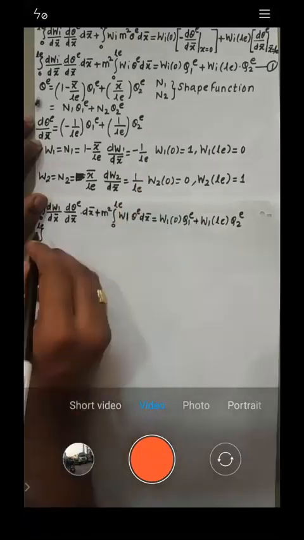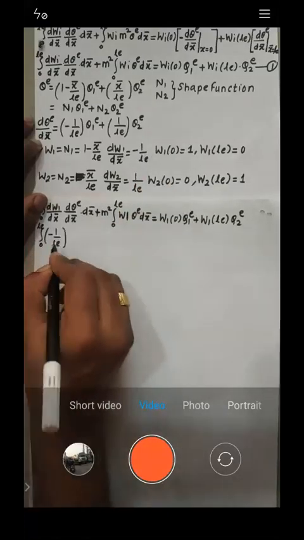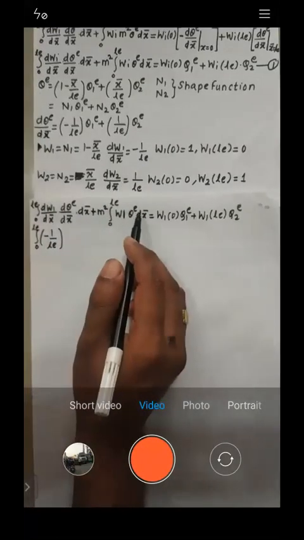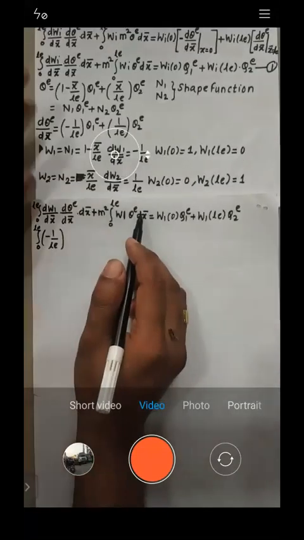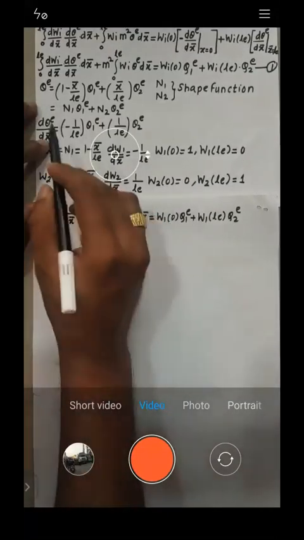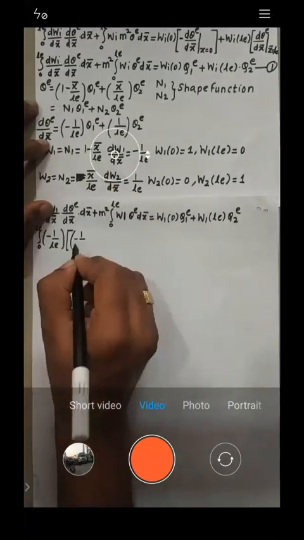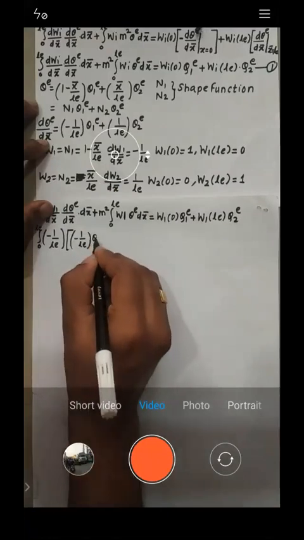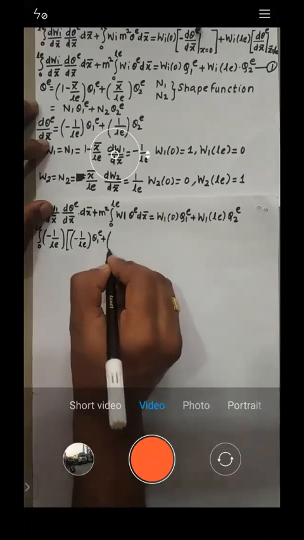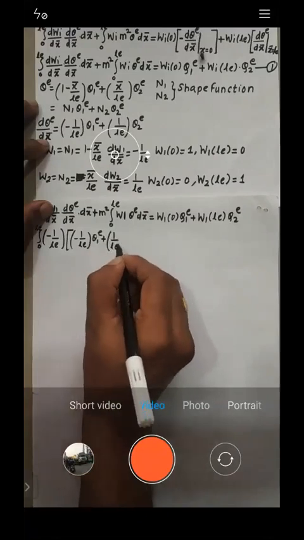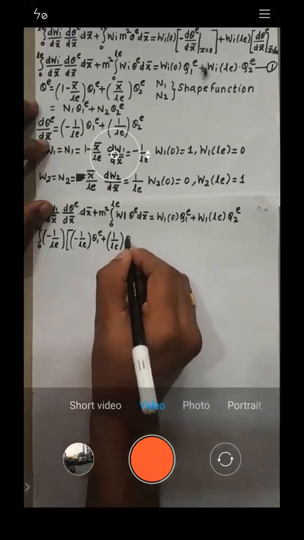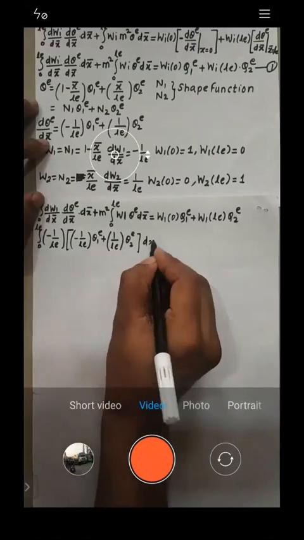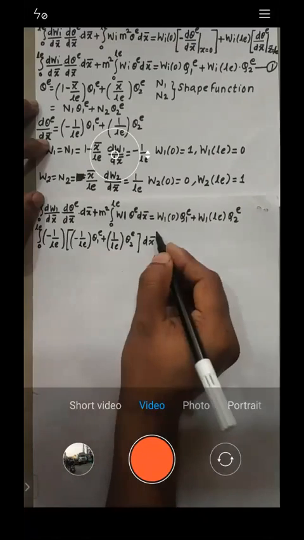So this is minus 1 by LE. What is d theta E by dx bar? This value: minus 1 upon LE theta 1E plus 1 upon LE theta 2E, into dx bar. Is it okay?